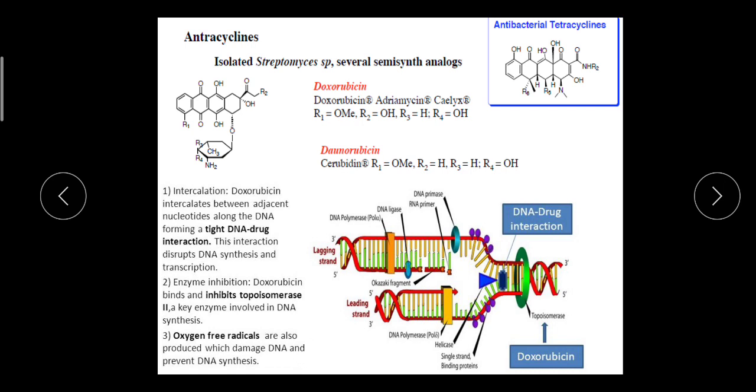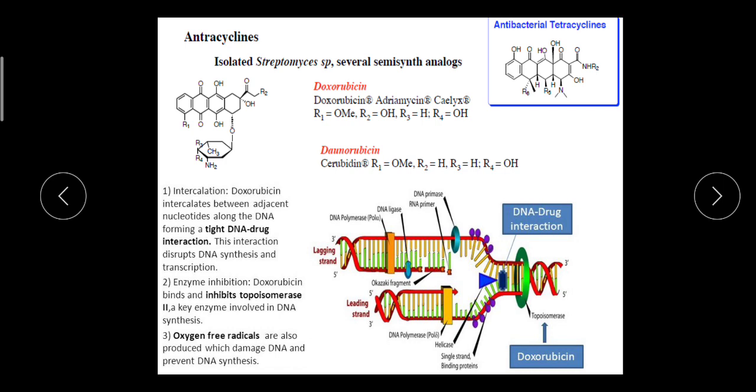The mechanism of action: it acts similarly to dactinomycin, meaning first is intercalation. Doxorubicin intercalates between adjacent nucleotides along the DNA, forming a DNA-drug interaction. The drug inserts in between the DNA strands, and it inhibits the unwinding of the DNA, and in this way inhibits further transcription.